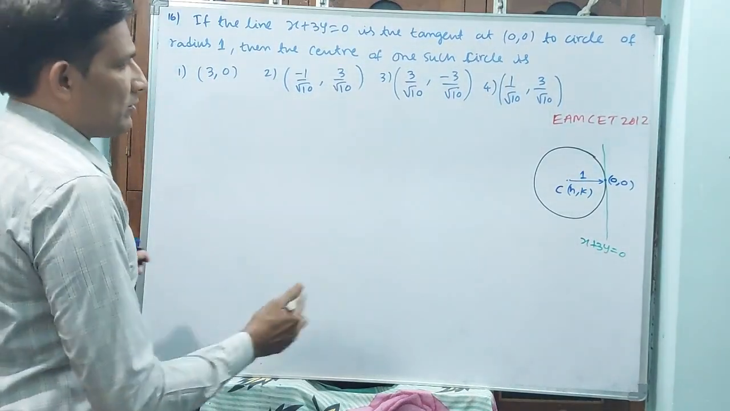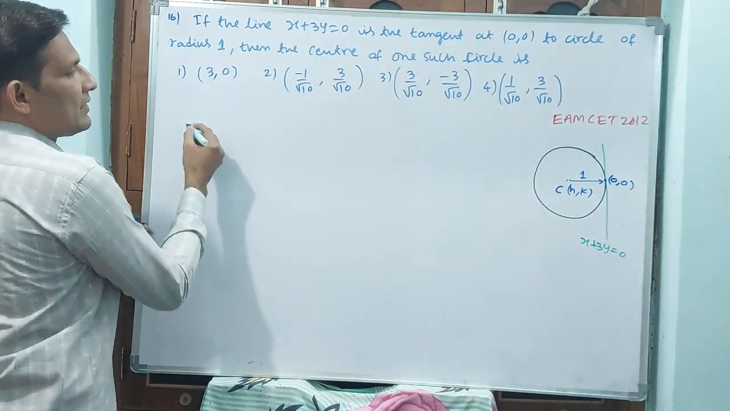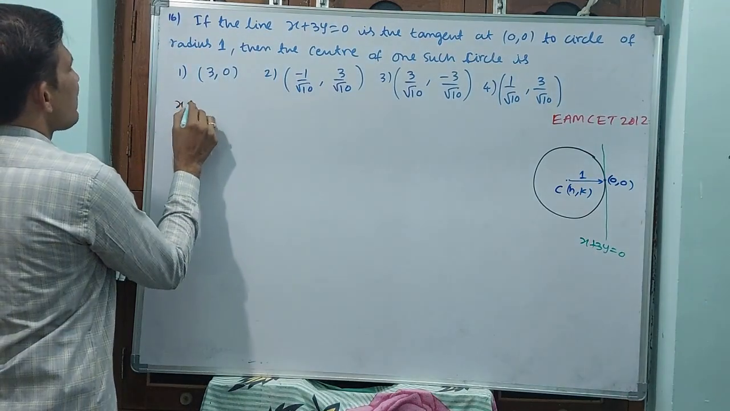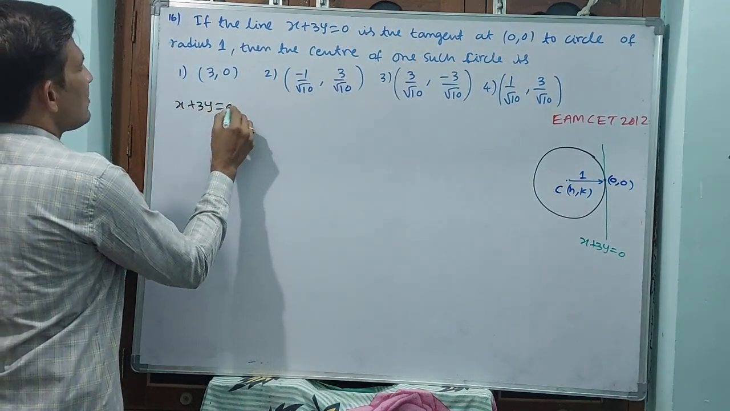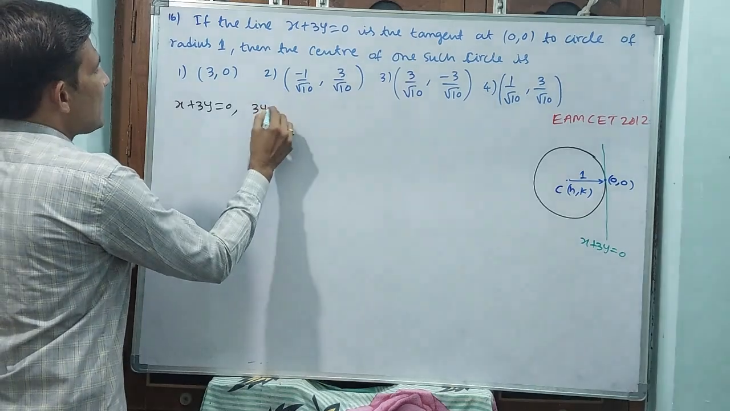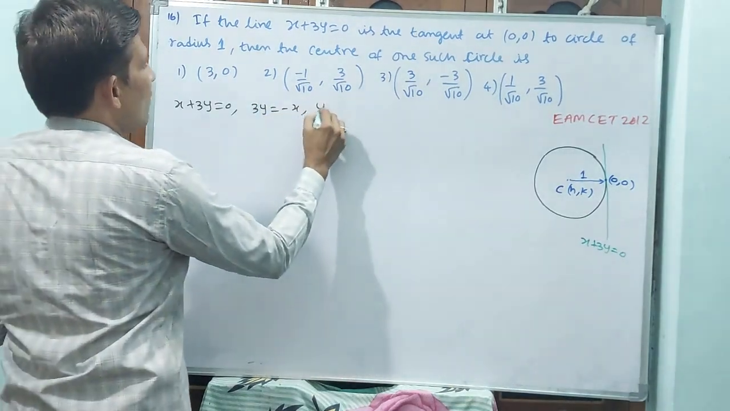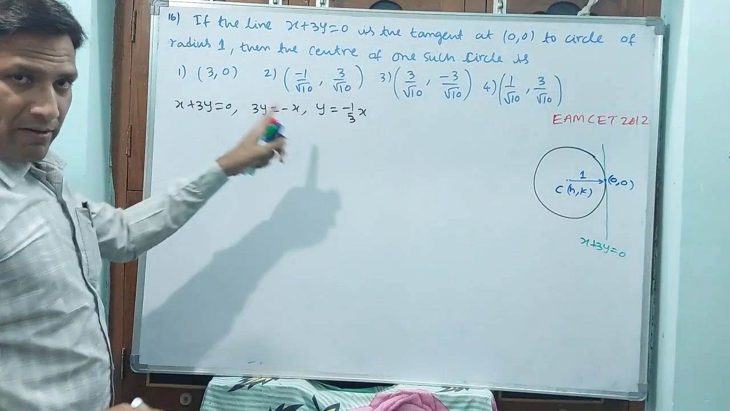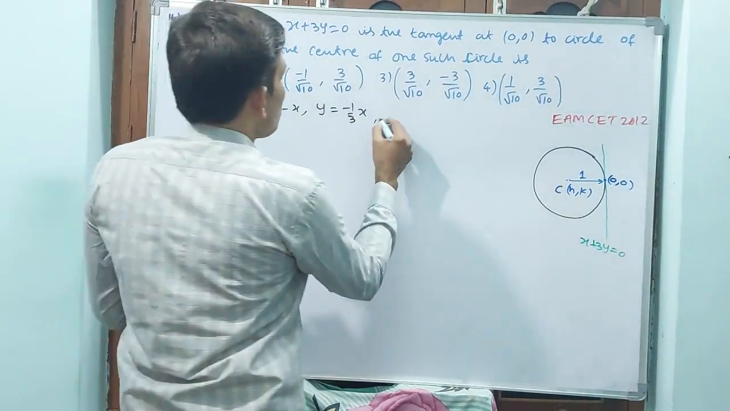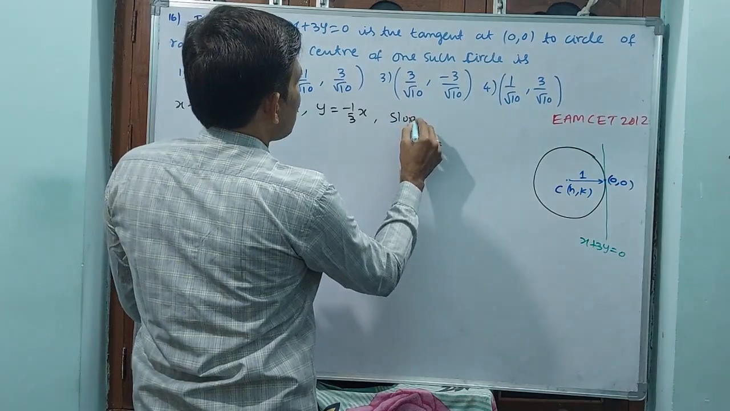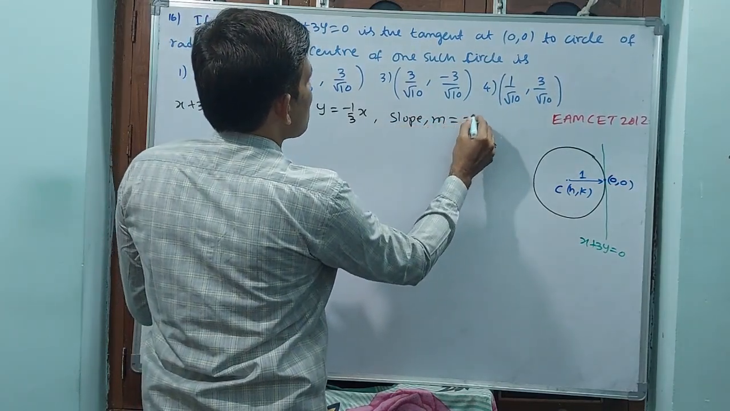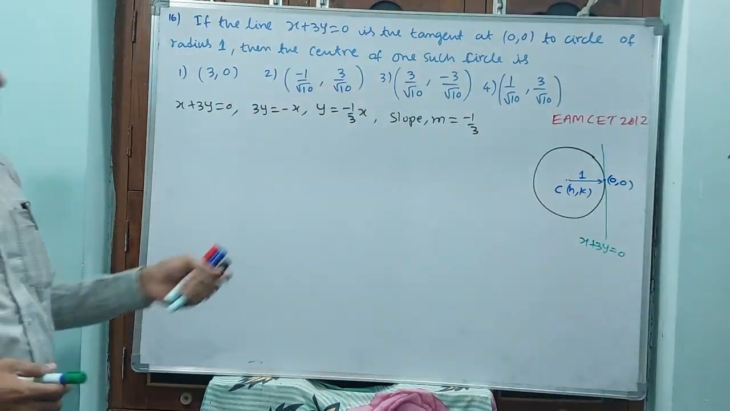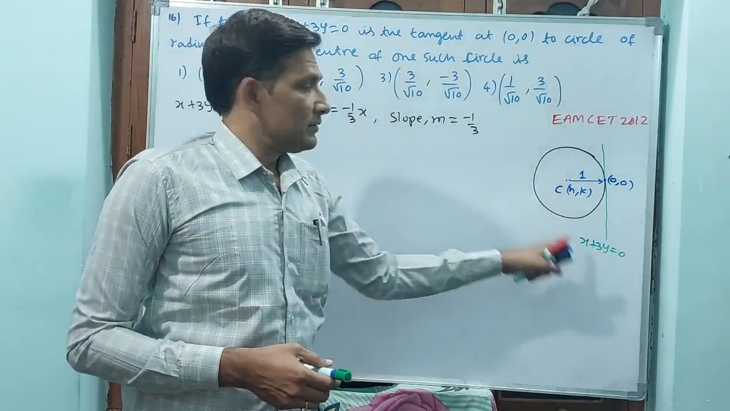Let me do it. See, first the equation of the line, not the circle. x plus 3y equal to 0. See what I am doing. x plus 3y equal to 0, 3y is equal to minus x, y is equal to minus 1 by 3 x. Why have I written like this? Because I want to find the slope. Here the slope m is equal to minus 1 by 3. This slope belongs to the line.